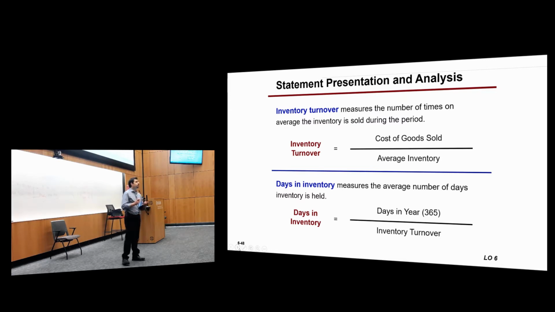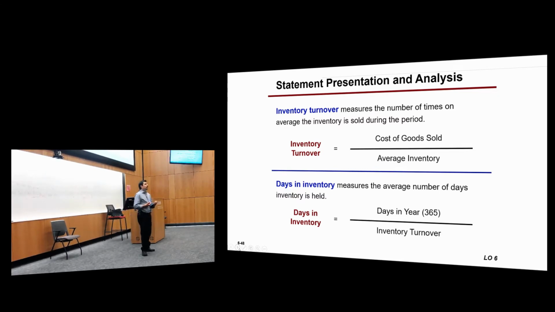Over this year, you sold your inventory, like for example 7 times. Which one would be better, if you sold your inventory 7 times or 9 times? 9 times. So the higher the inventory turnover, usually the more sales you have.